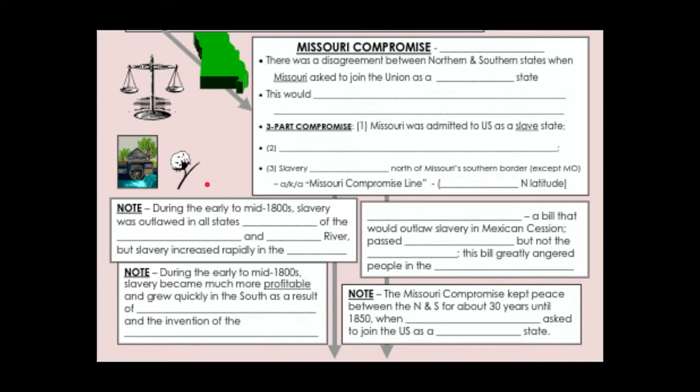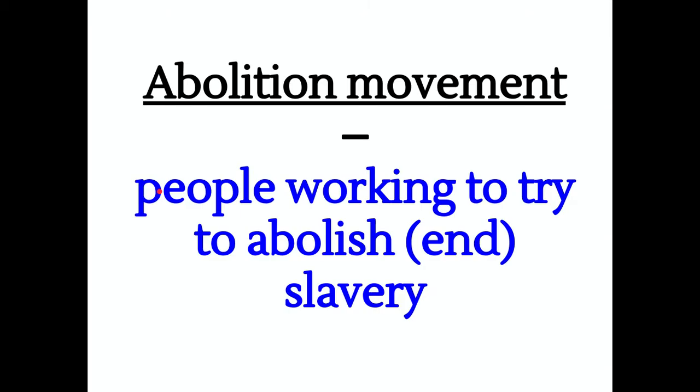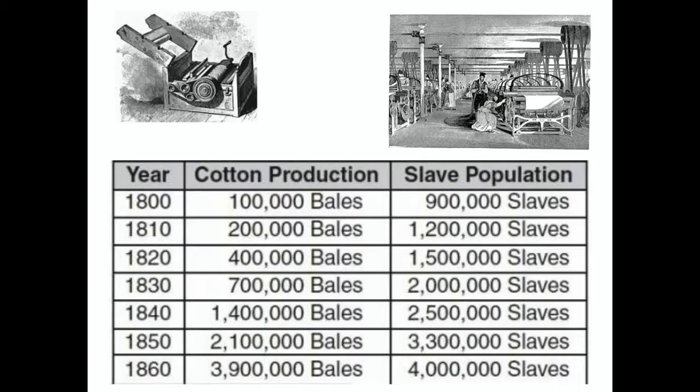So during the early to mid 1800s, slavery was outlawed in all states north of the blank and blank river. Right, so what are we going to put here? Well, this is a time period, as you know from previously, the abolition movement is starting to gain some strength. People working to try to abolish or end slavery.